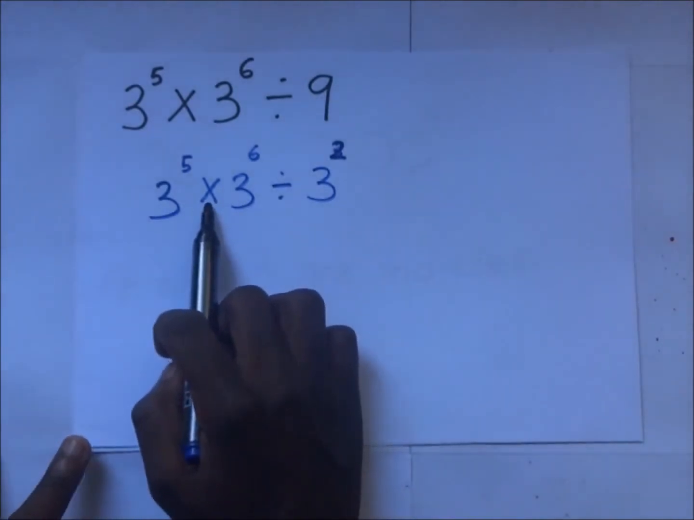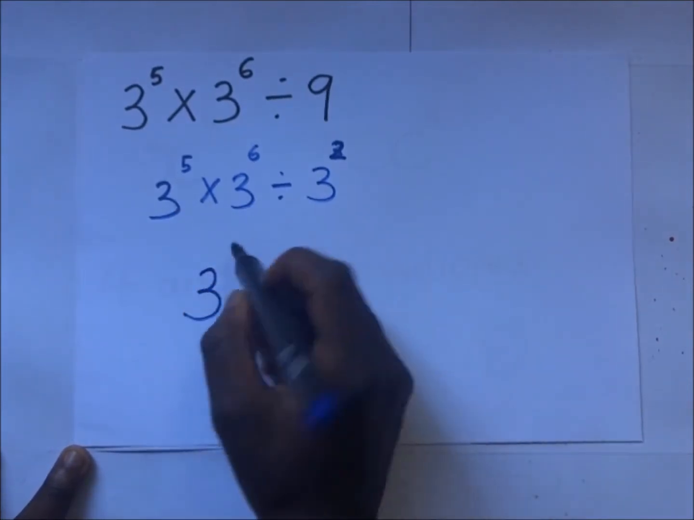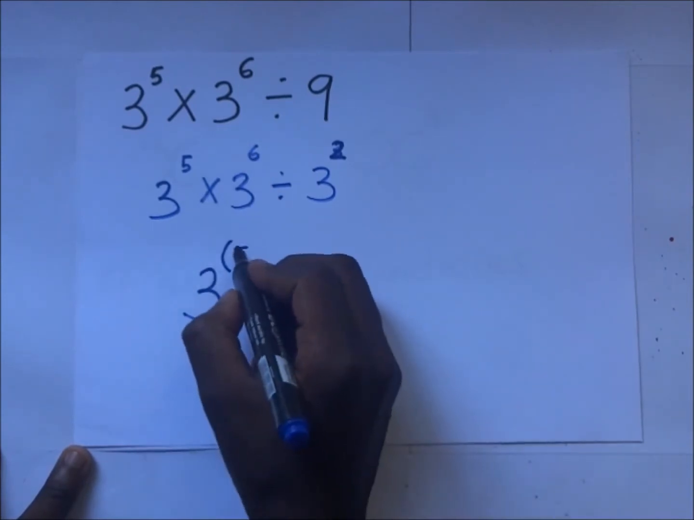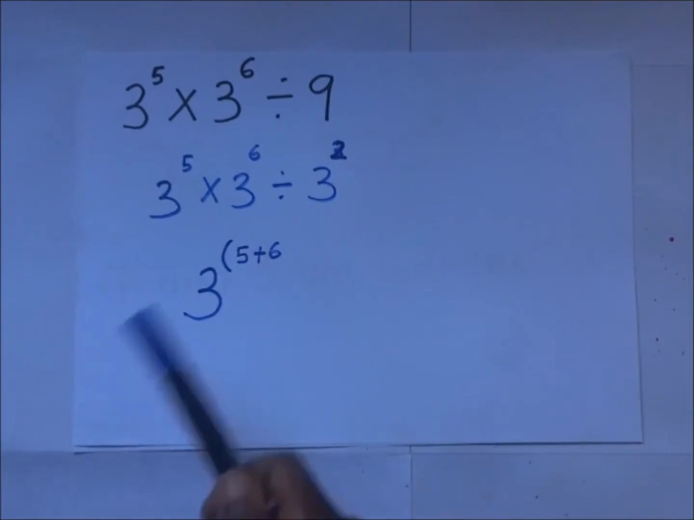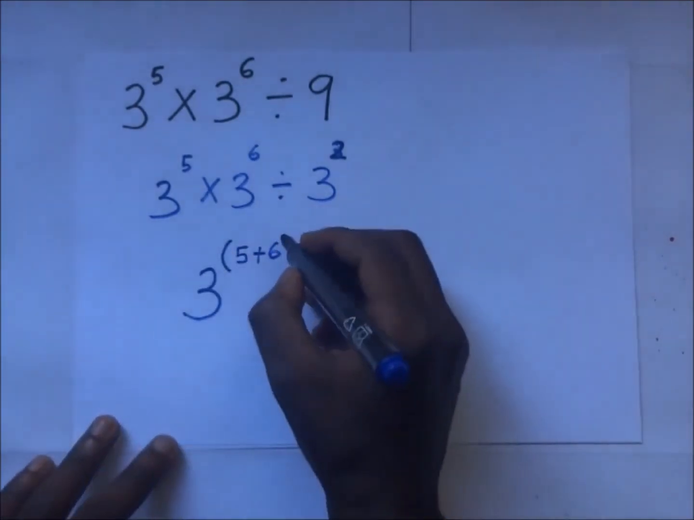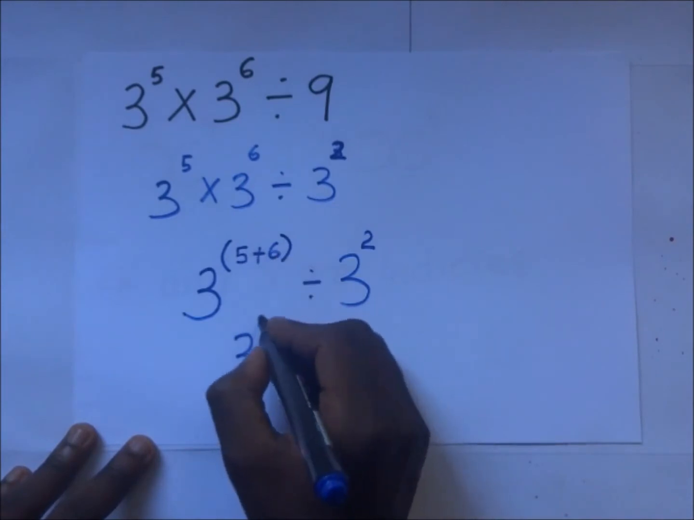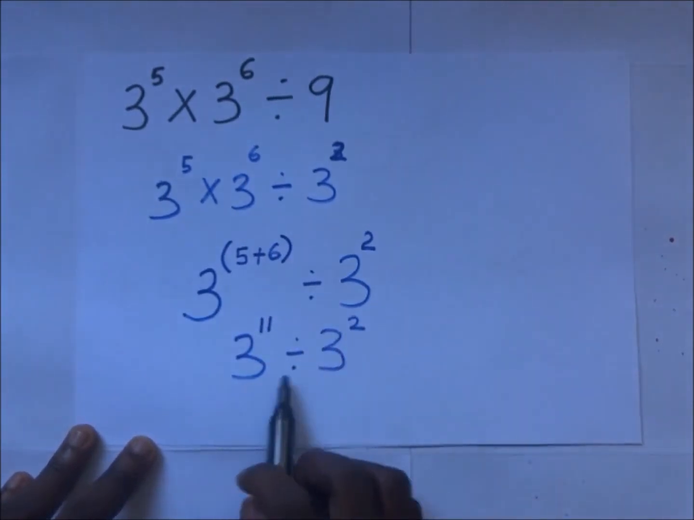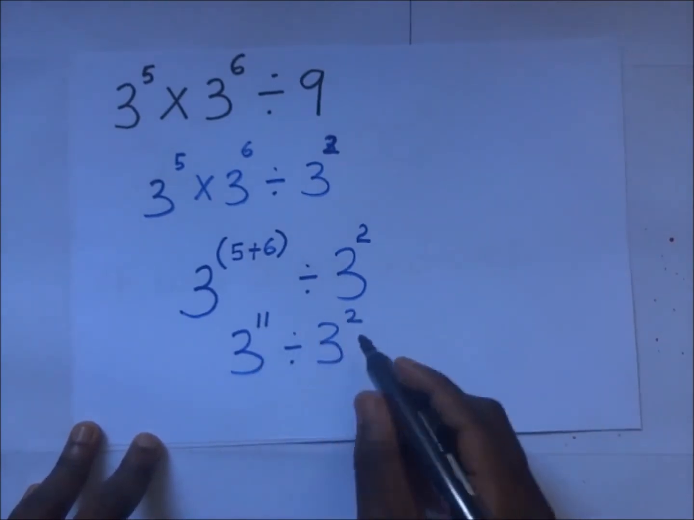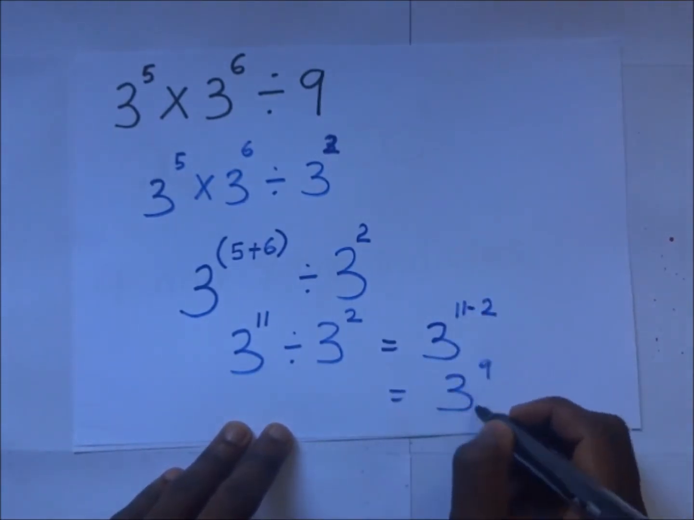Here it's multiplication, then here it's division. Since the base is the same, we are going to maintain the base. With this multiplication, we first add the powers because it's multiplication of indices, which is 5 plus 6. Divide that by 3 to the power 2. So this becomes 3 to the power 11 divided by 3 to the power 2. Now, with division, when the bases are the same and it's division of these indices, we subtract the powers. So definitely here it's going to be equal to 3 to the power 11 minus 2. And this is going to become 3 to the power 9.